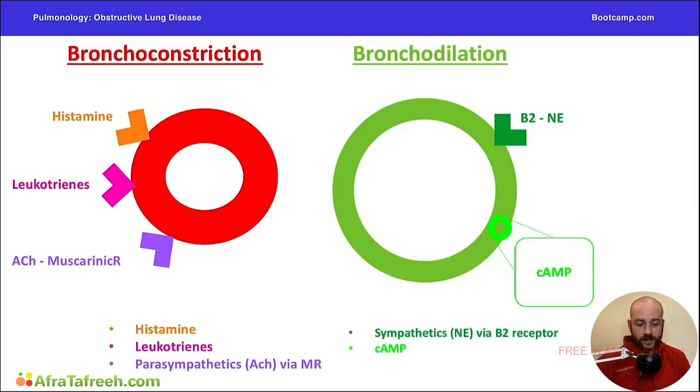Furthermore, if we look at the bottom of the screen here, we can see that we have parasympathetics for acetylcholine. This is because parasympathetic activation leads to acetylcholine release with subsequent bronchoconstriction. And similarly, we have sympathetics for norepinephrine, and that's because sympathetic activation leads to norepinephrine release and subsequent bronchodilation.